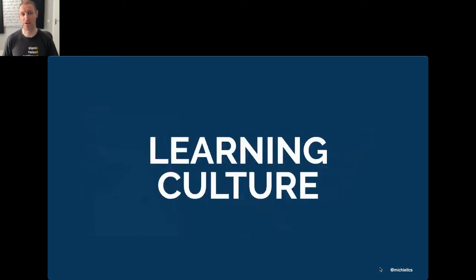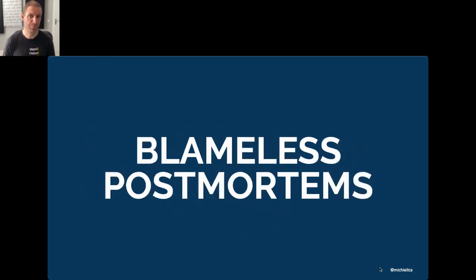It's about establishing a learning culture, a culture where we can share information transparently, and we can talk about that, and we learn about how our system is doing under adverse conditions. We learn not only about our system, but we learn about ourselves as well, how we are doing in such a situation. And one of the key parts of a good incident analysis is the blameless postmortem.